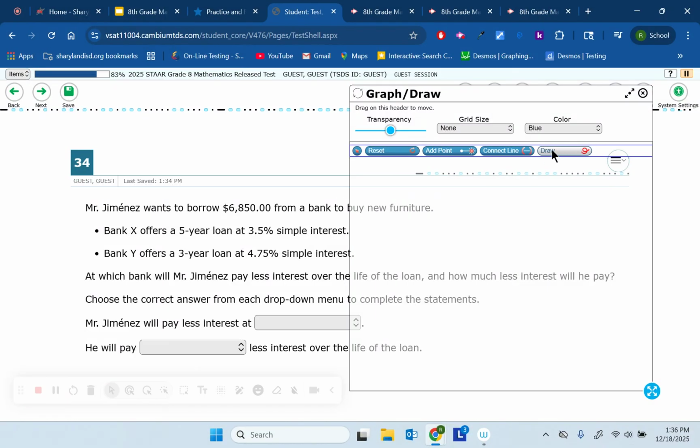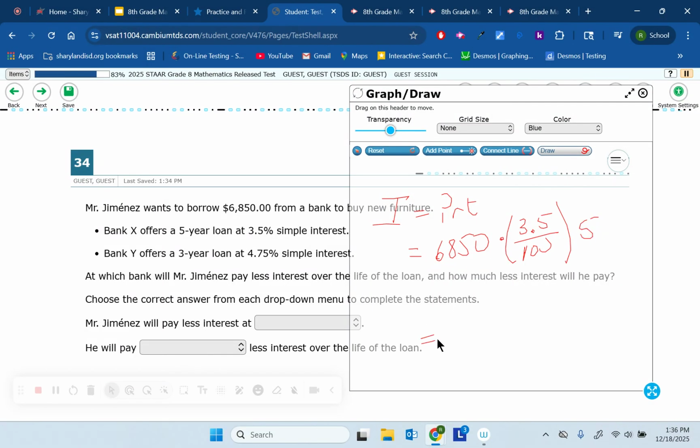And so I'm going to use my simple interest equation, which I call I equals PRT, or PERT. So in this case, we're going to multiply 6,850 times 3.5%. And again, percent, think in Spanish, por cien, out of 100. And really, it's the easiest way to put this. Just put this in decimals. And this is bank X.